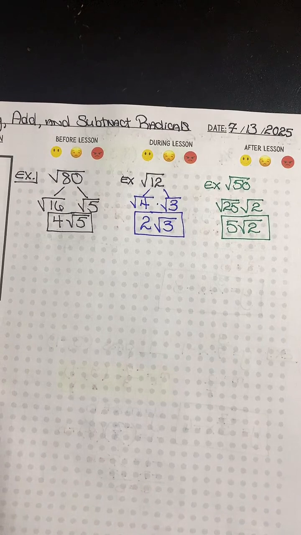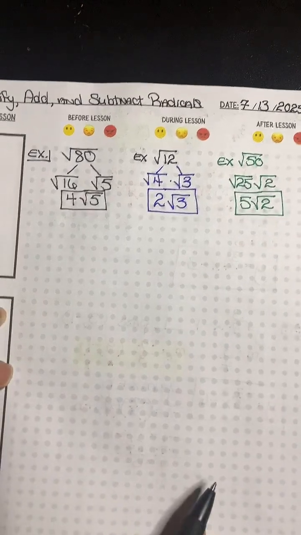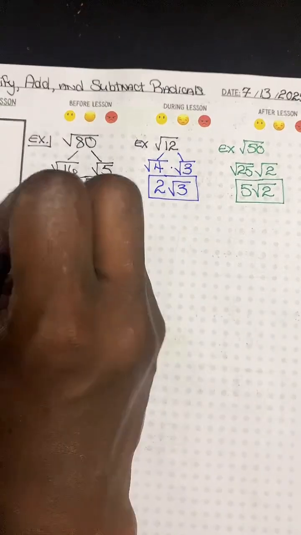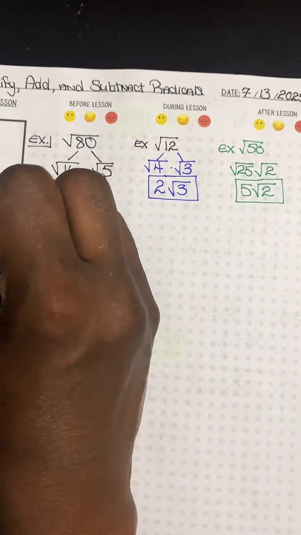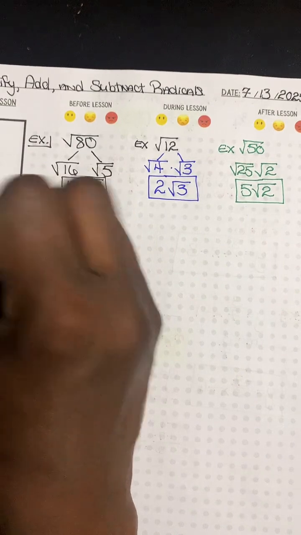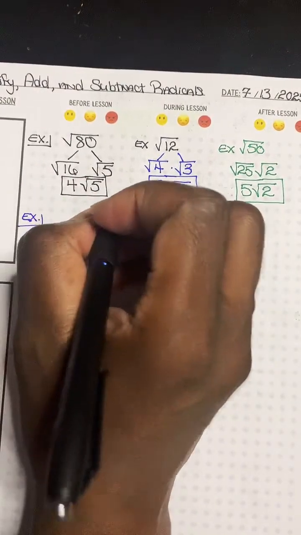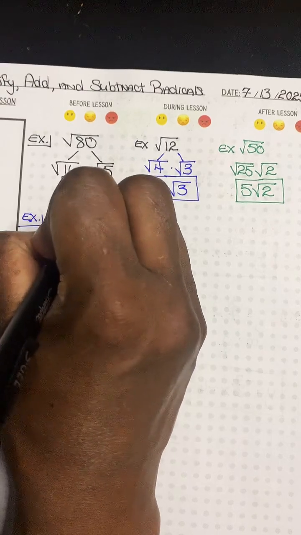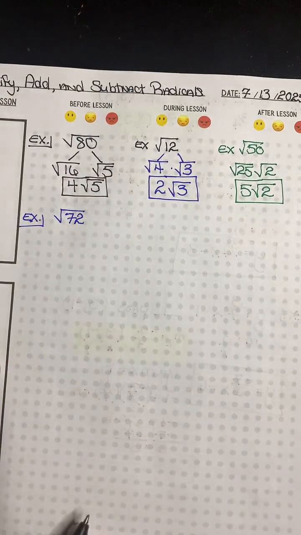Let me do 2 more, and then we can kind of get back to our regular schedule, which is adding and subtracting those radicals. So how about, let's say, 72. Square root of 72. What do we got?